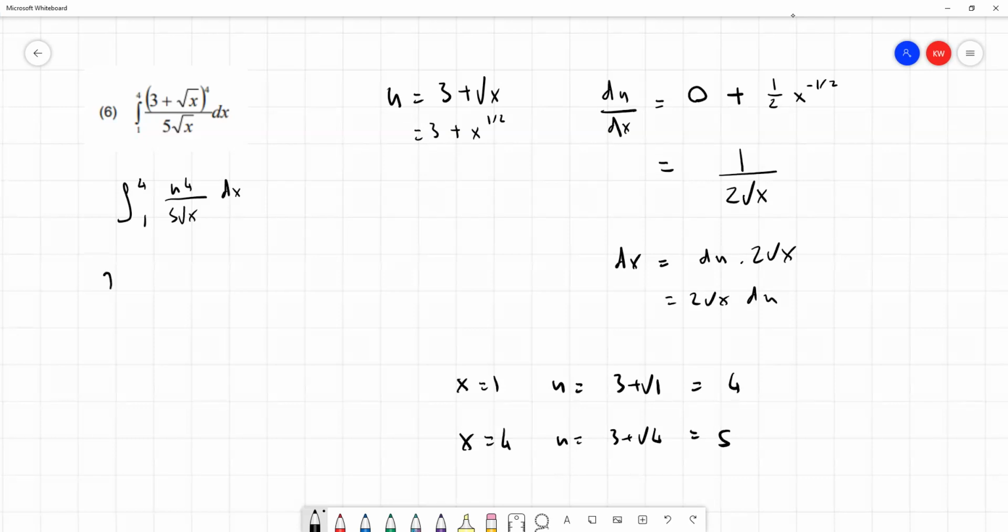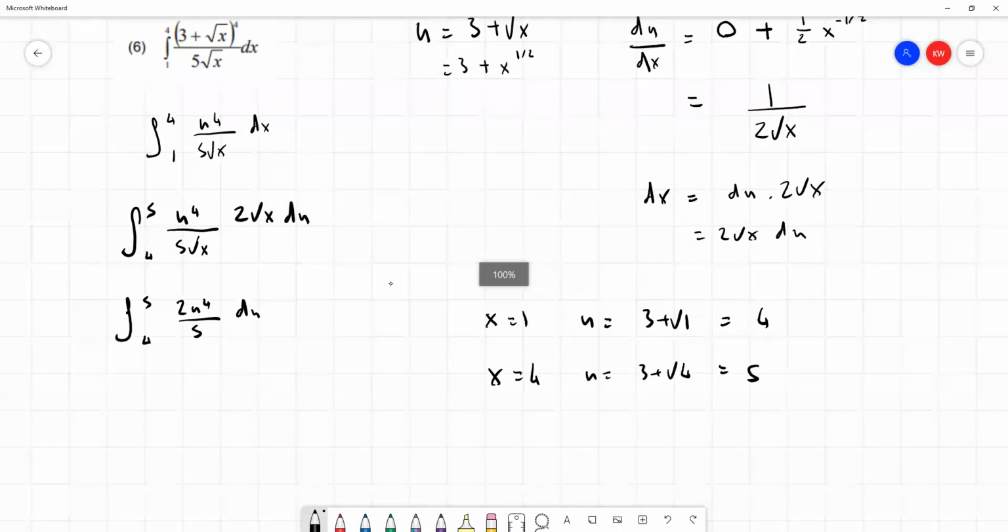So let's write this out with our new limits. We have the integral between 5 and 4. We have u to the power 4, as we did before. We put this 5 root x in the bottom. It's about to disappear, well, partially. And our dx is replaced with 2 root x du. Well, we can cancel these root x's in the top and bottom, and we're left with an integral between 5 and 4 of 2 u to the power 4 over 5 du.